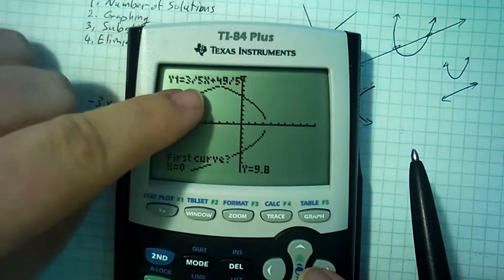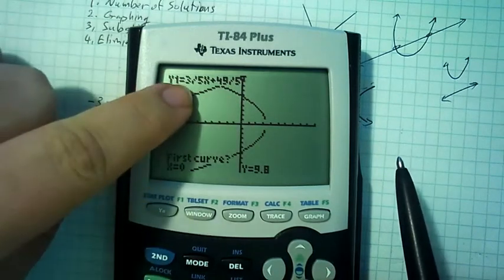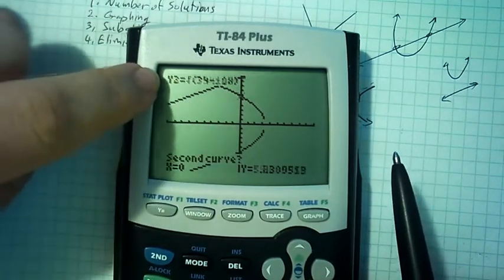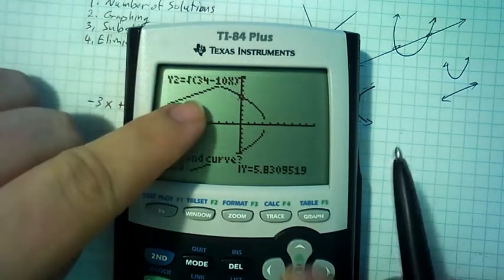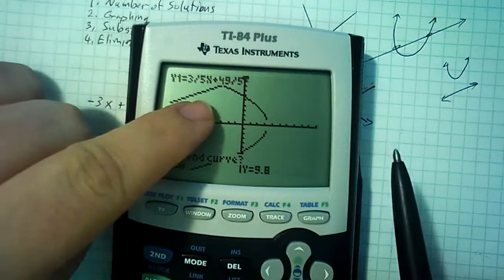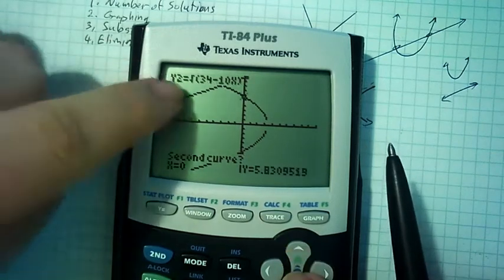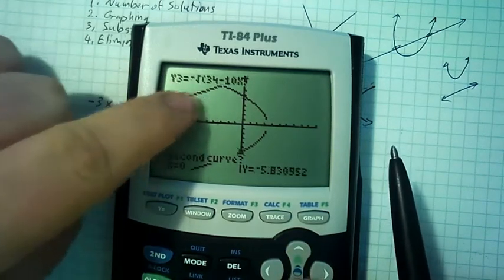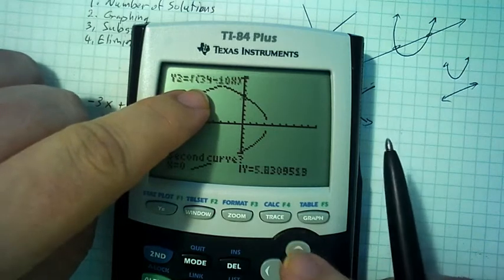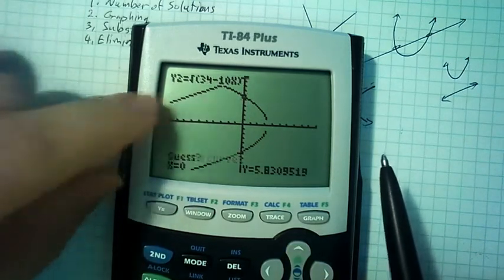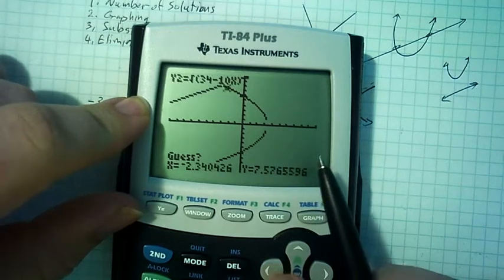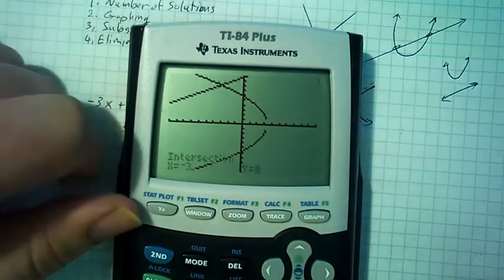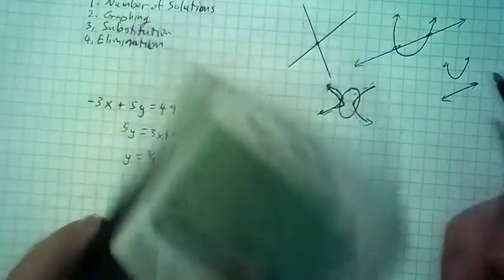So I look to make sure this is my line, which is one of the two that's crossing. Now to go up and down, I have to choose which of these functions I think it's actually going to cross. I think it's going to cross the positive one, y2, which is the positive square root, not y3, which is the negative square root. Then it says guess. I'll get close to the intersection with the arrow key, push enter. And negative 3, 8.